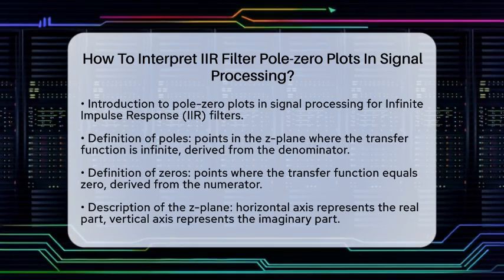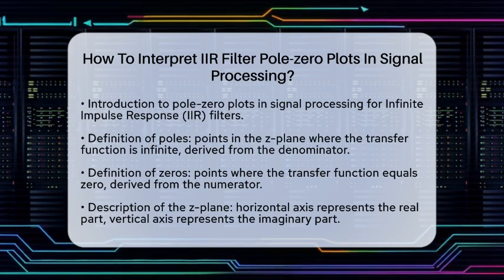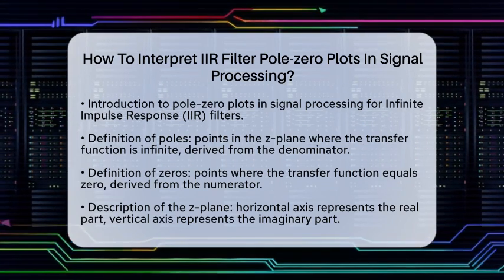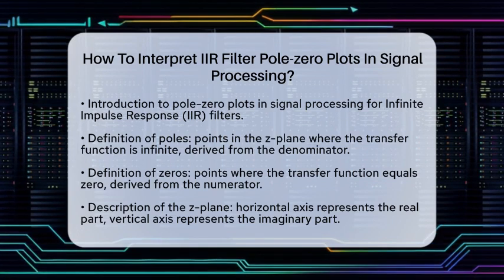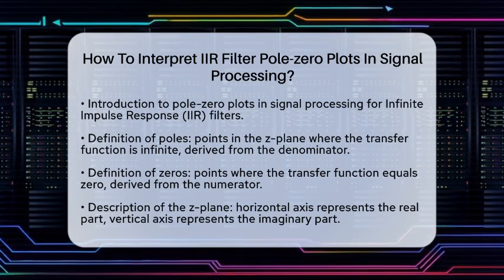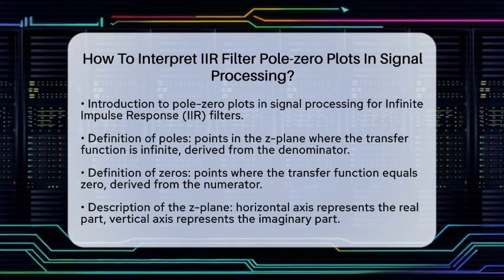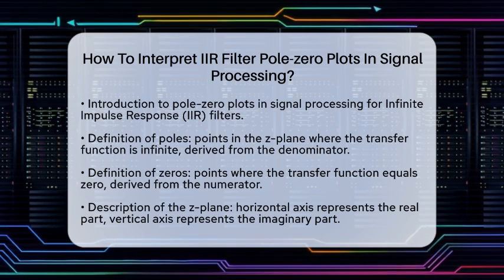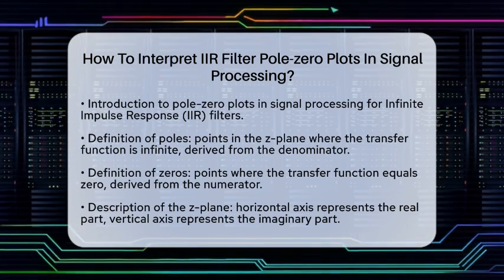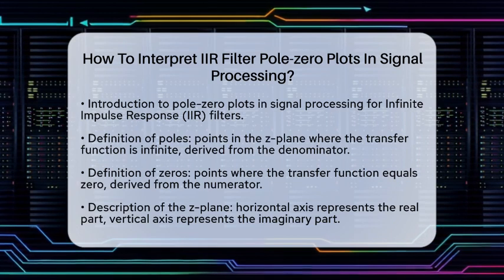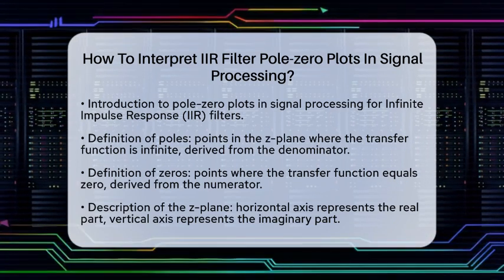First, let's clarify what poles and zeros are. Poles are points in the complex z-plane where the filter's transfer function becomes infinite. They are found by solving the denominator of the transfer function. On the other hand, zeros are points where the transfer function equals 0, corresponding to the roots of the numerator.